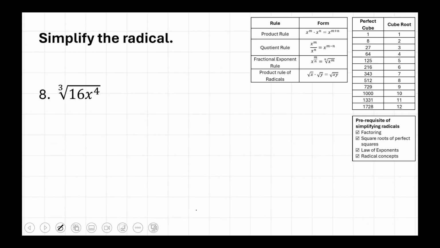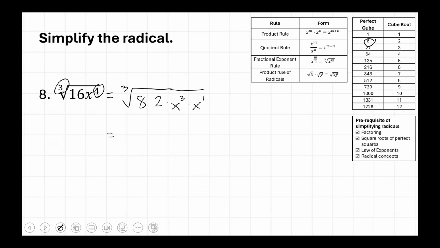Question number 8. Cube root of 16x^4. So this is not a perfect square anymore, but a cube, but we change our table into cubes as well. So it follows the same format. 8 is a factor of 16. We rewrite our radical to 8 times 2 times, since 4 is not divisible by 3, we need to break it apart. 2x raised to 3 times x raised to 1.